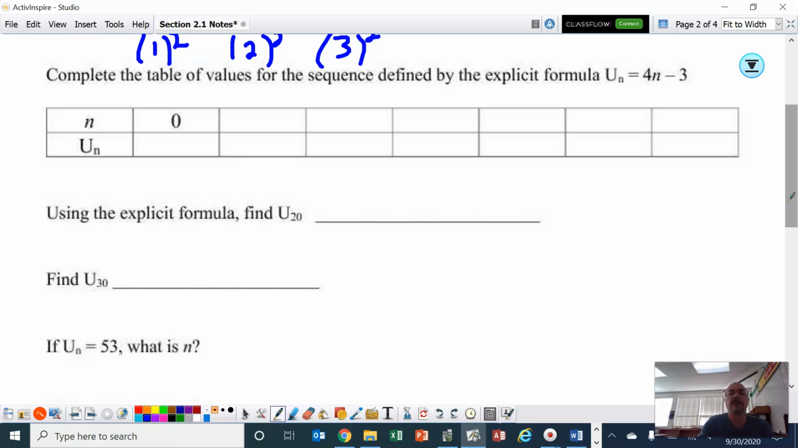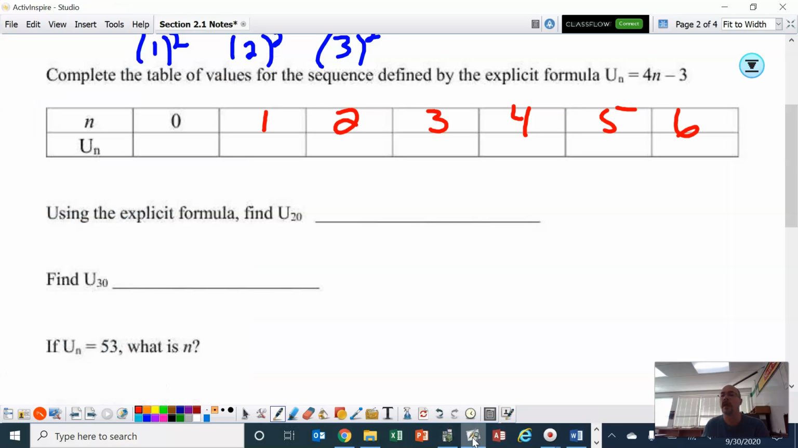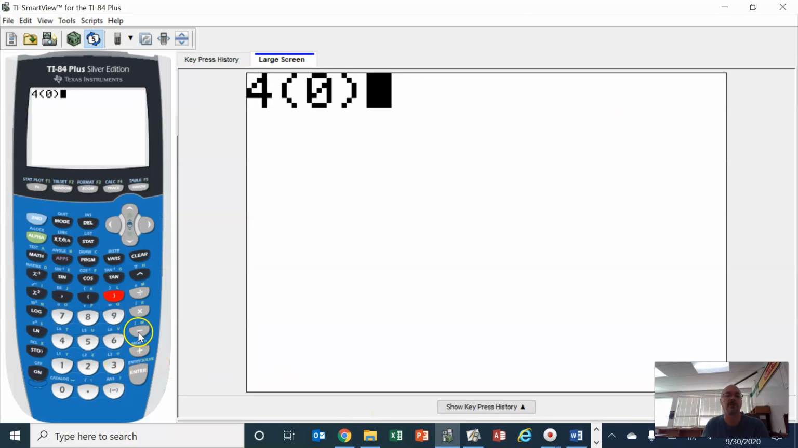So complete the table. Let's go with red. All right, so 0, 1, 2, 3, 4, 5, 6. If you want, ladies and gentlemen, you can just use your calculator. So we're going to take 4 times 0. And then it says minus 3. I think you should be able to do that one without a calculator, but here we go. 4 times 0 minus 3 is negative 3.